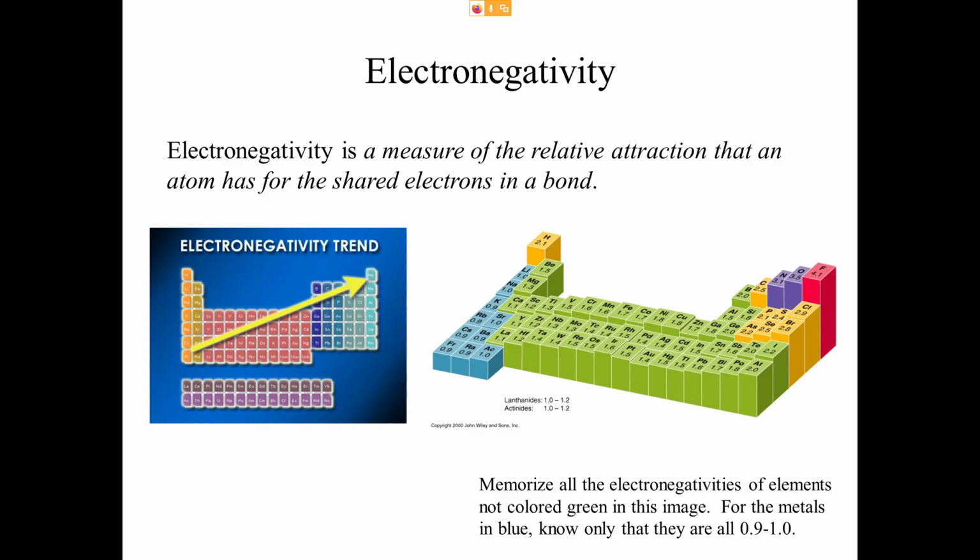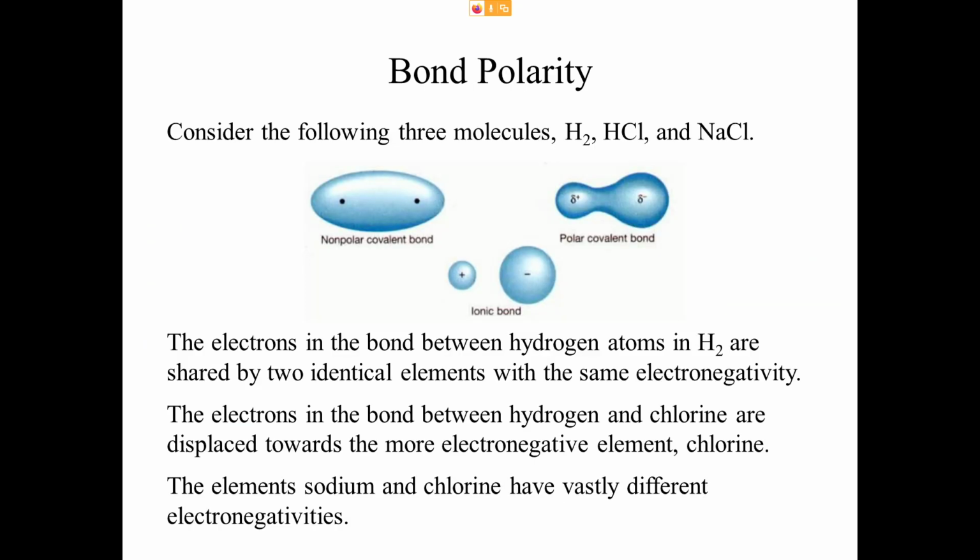If I take two elements from this chart and put them in a bond, which is what we'll talk about now, it's bond polarity. Keep this in mind: I'm not talking about the polarity of a molecule yet. We'll get to that at the end. I'm talking about just a bond between any two atoms. It could be a much larger molecule, but I'm only focusing on two atoms.